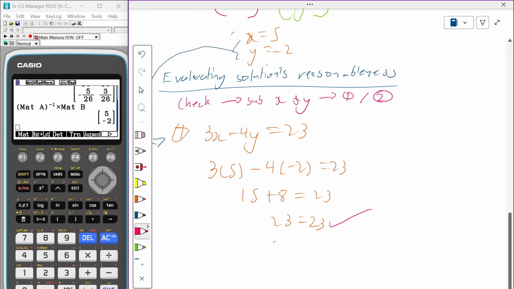We do a tick. We can make another statement at the end: therefore, the solution is reasonable because we've subbed in the values to prove that they're actually valid, they are accurate, and they work in the equation. You can do the same for equation 2 as well, but generally, if you do it one time, that's enough already.